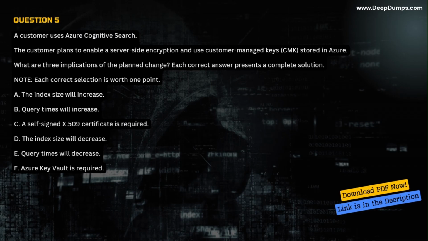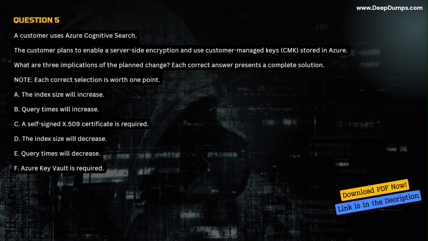Question 5. A customer uses Azure Cognitive Search. The customer plans to enable a server-side encryption and use customer-managed keys, CMK, stored in Azure. What are 3 implications of the plan change? Each correct answer presents a complete solution. Note: each correct selection is worth 1 point.